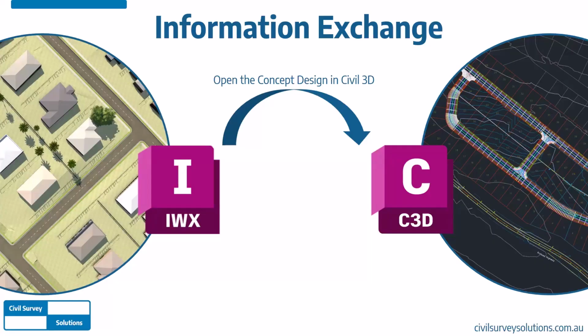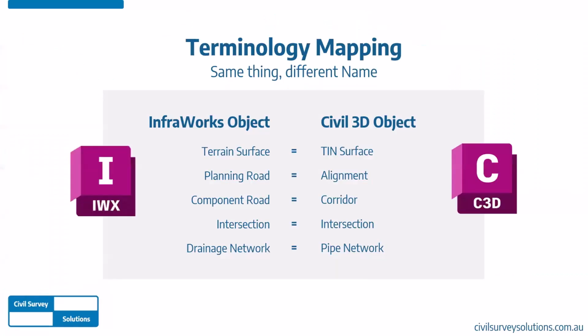Before we jump over into Civil 3D and give that a go, there is some terminology that we use across the two softwares. So I've said here it's the same thing, but it's a different name. In Infraworks, we have terrain surfaces, which is equivalent to the Civil 3D TIN surface. A planning road in Infraworks becomes an alignment in Civil 3D. And this goes both ways. So if I bring into Infraworks an alignment, it will become a planning road.